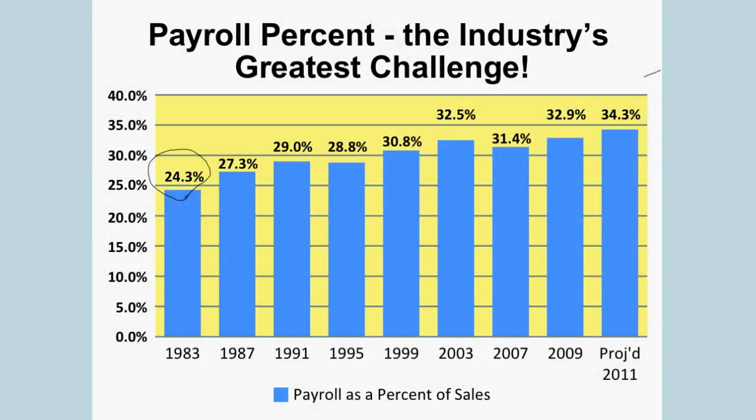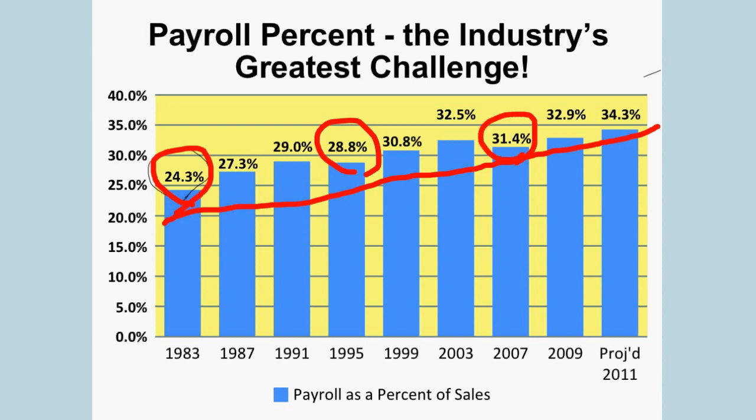Now we're going to move to our last slide, payroll percent, the industry's greatest challenge. I've already talked about this at length, so I'm not going to spend a lot of time on it. But notice that payroll in 1983 was 24.3%. In 1995, 28.8%. Notice this slow increase in payroll expenses. In 2007, it was averaging 31.4%. In 2009, 32.9%.